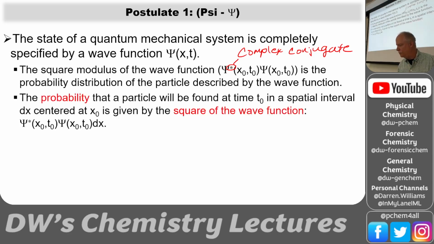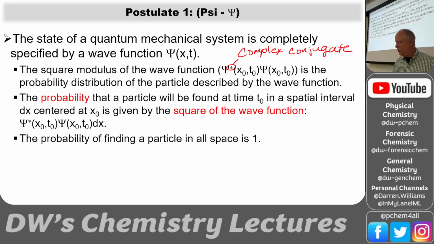that 1 particle. Now, if we have time involved, then there's also a time function. So the probability that a particle will be found at a given time in a spatial interval is given by the square of the wave function with time involved. You see there's a t added in there. So the probability of finding a particle over all space is 1.